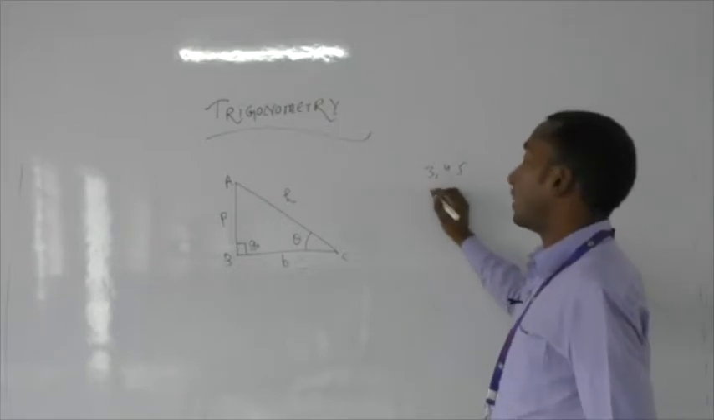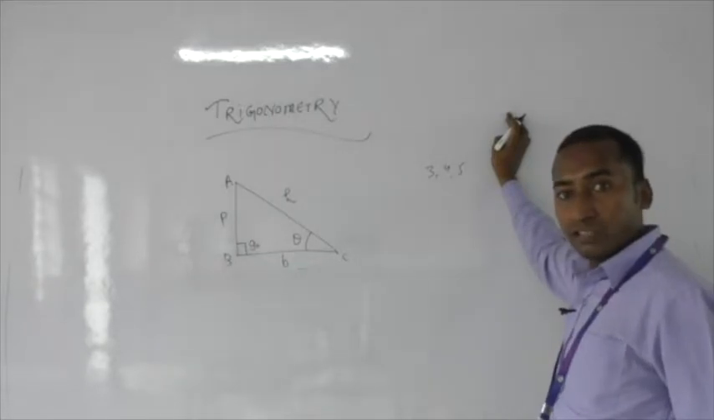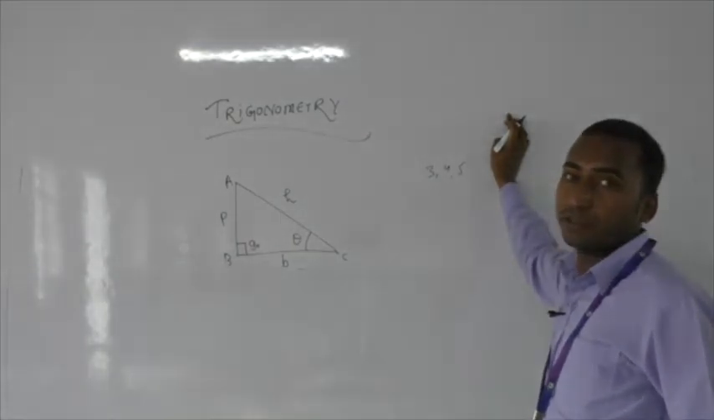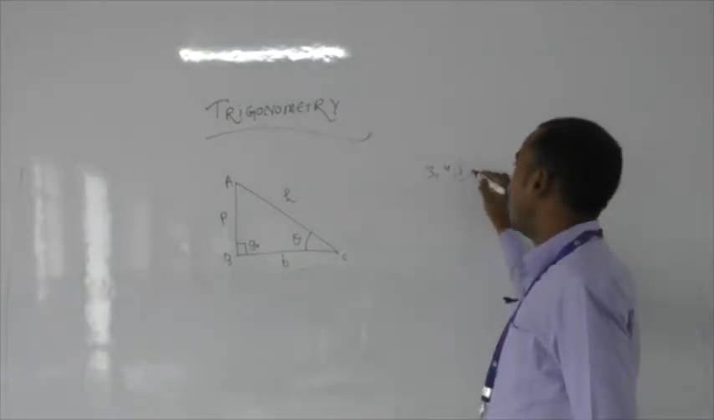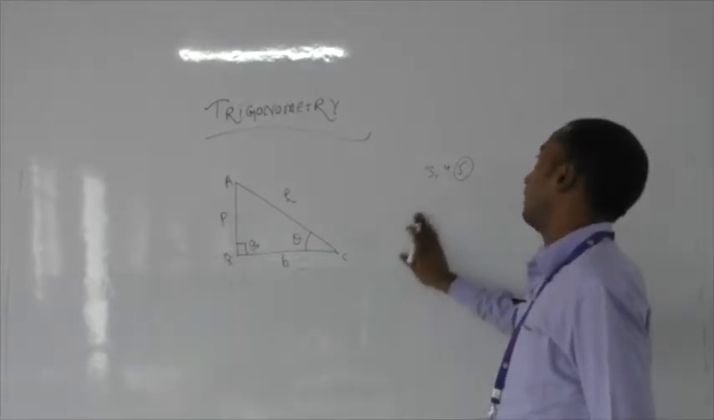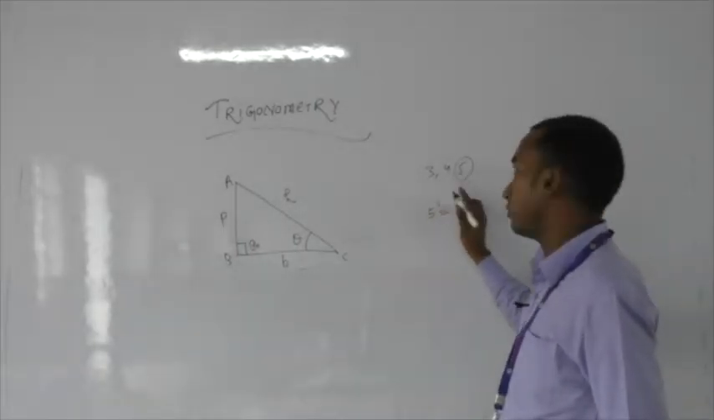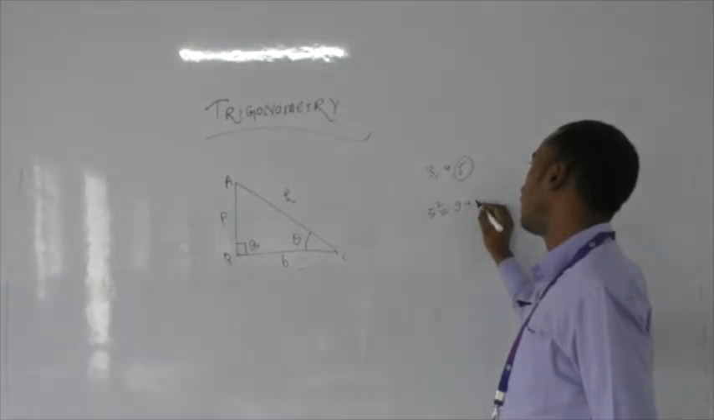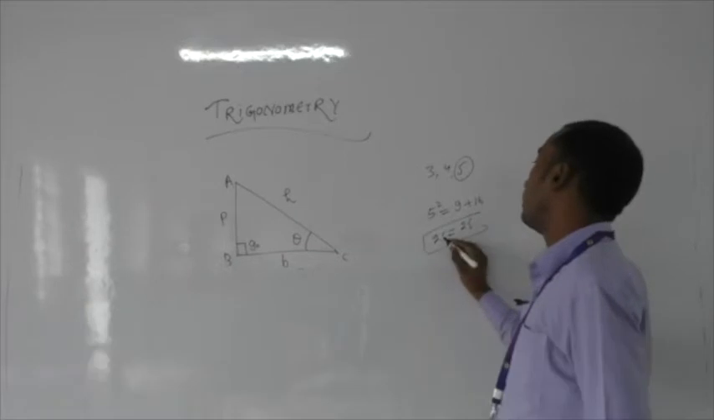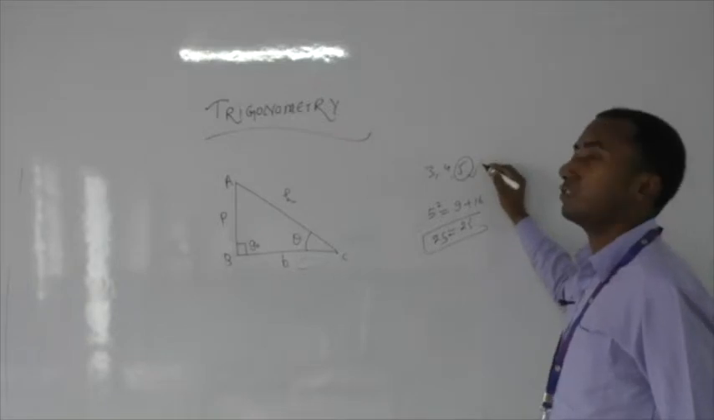The sum of the squares of the remaining 2 sides, except the largest side, is equal to the square of the largest side, so they form a right angle triangle. So 3 square is 9 and 4 square is 16. 9 plus 16 is 25, and 25 is equal to 25. Means these 3, 4, 5 are the sides forming the Pythagorean triplet.